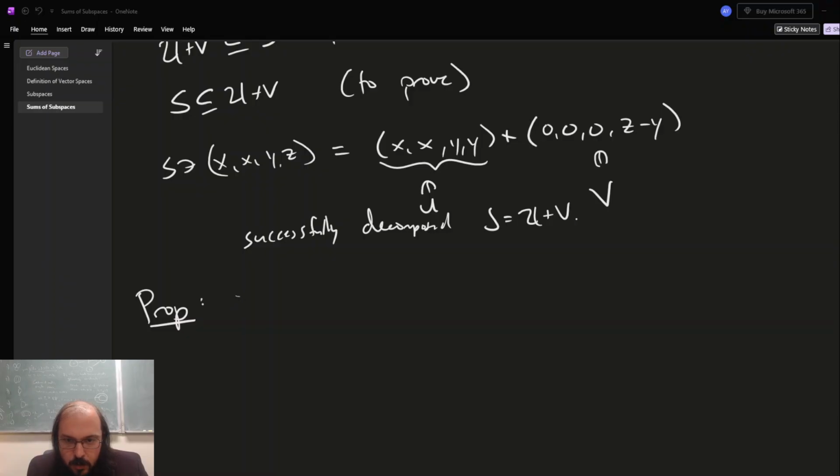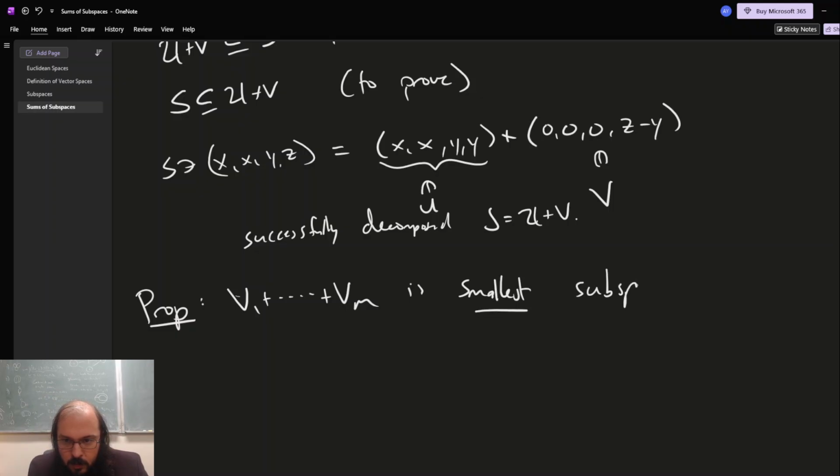That the sum of two spaces, or it could be any number of spaces, is the smallest subspace of V containing each of the V's. I'll just say V_i, all the V_i.